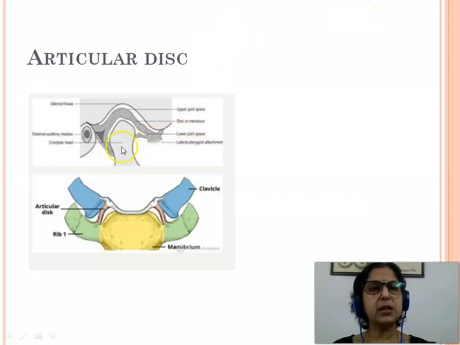What we see here is the temporomandibular joint. This is the head of mandible and this is the mandibular fossa of the temporal bone. What we see here is the articular disc, which completely divides the joint cavity into two compartments. Similarly, what we see here is the sternoclavicular joint. This is the medial end of the clavicle and this is the articular surface of the manubrium sterni. What we see here is the complete articular disc dividing the joint cavity into two compartments.